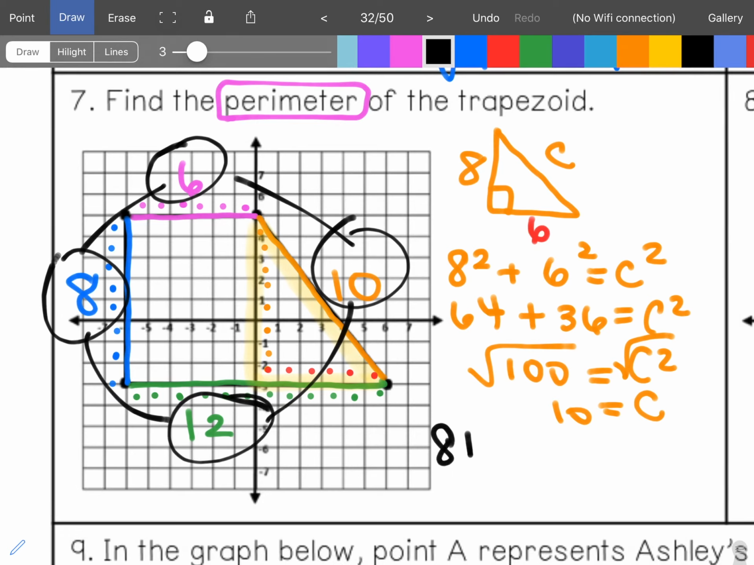Okay, so I'm going to have 8 plus 6 plus 10 plus 12, and that is going to give me my final answer, which is 36 units.